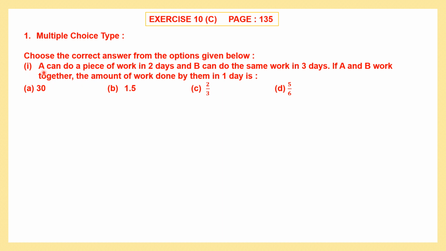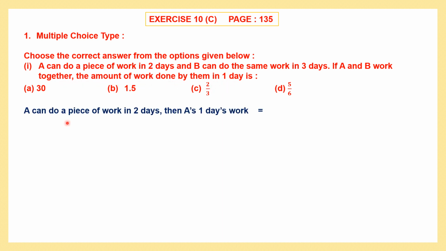Question 1. A can do a piece of work in 2 days and B can do the same work in 3 days. If A and B work together, the amount of work done by them in 1 day is one of these answers. Okay, so here they're telling us that A can do a piece of work in 2 days. B can do the same work in 3 days. Now we have to find 1 day's work of A and 1 day's work of B, because together we should find the work done by them in 1 day.